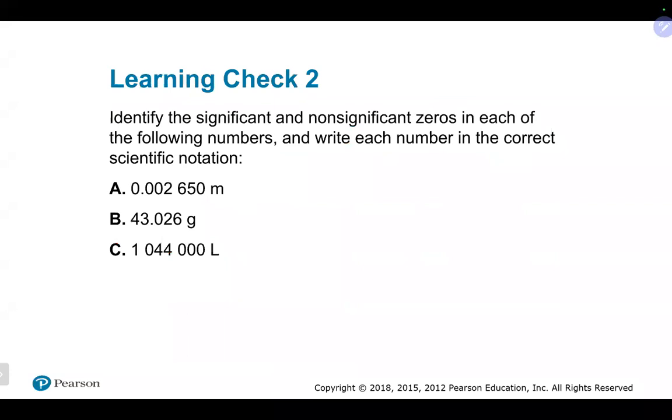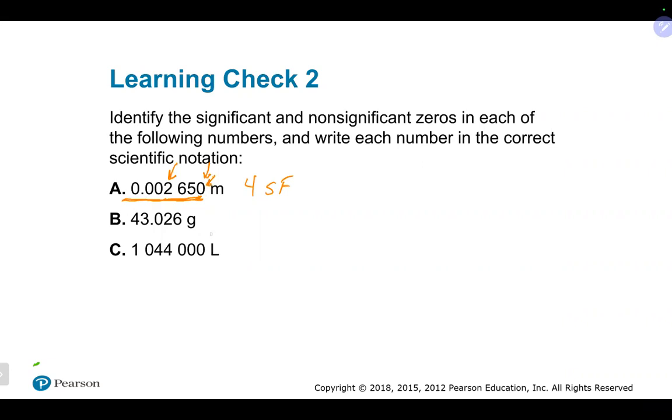All right, so take a second here, identify the significant and non-significant zeros in each of the following and write them in correct scientific notation. All right, let's take a look. So first off, how many significant figures total would this number have? It does have 4. We would start counting here. The 0 at the end, again, would be significant because there is a decimal point there. So it would have a total of 4 significant figures, with, obviously, to answer the question, the 0 at the end being significant. The zeros at the beginning are not.